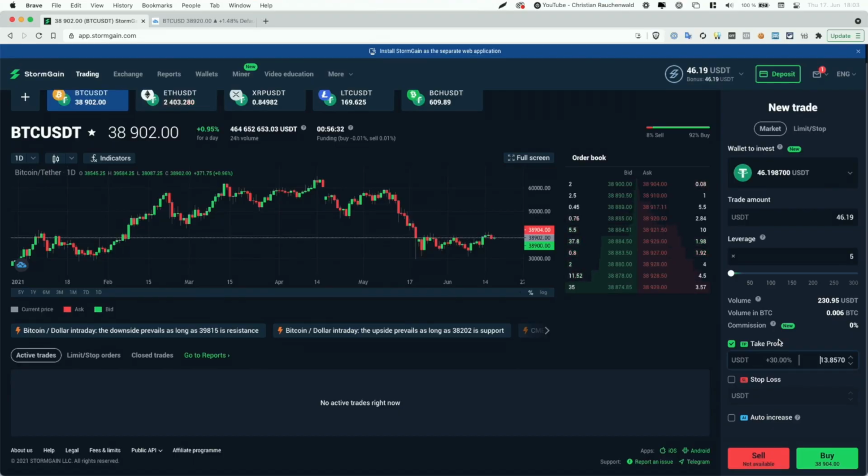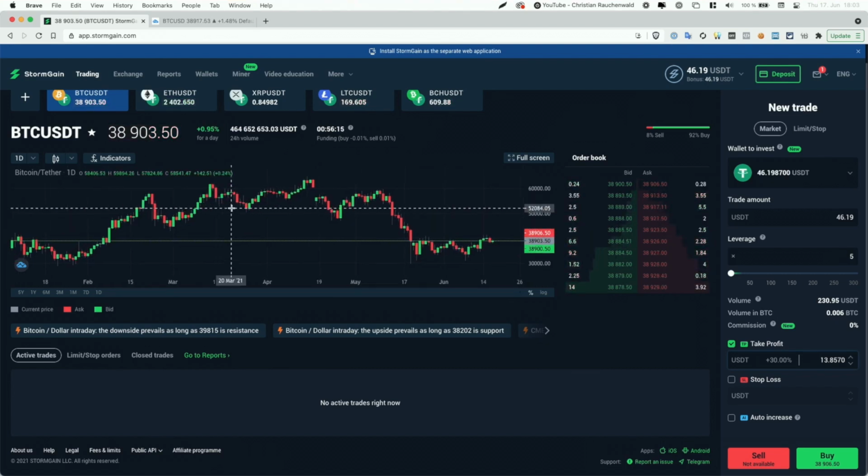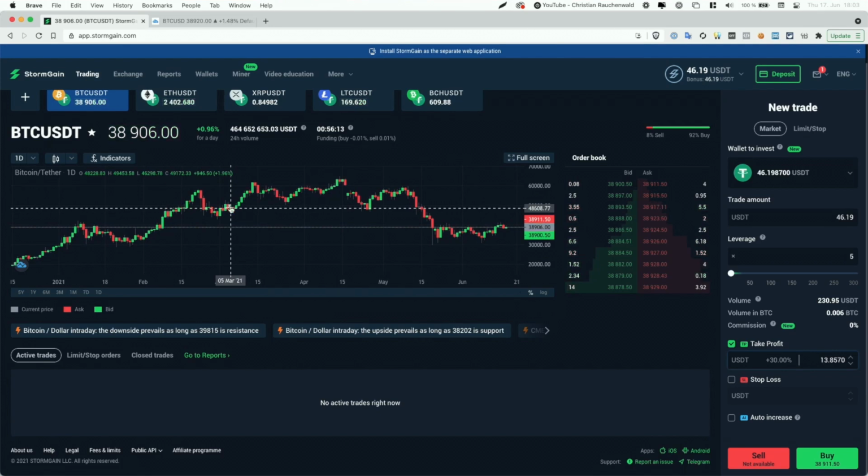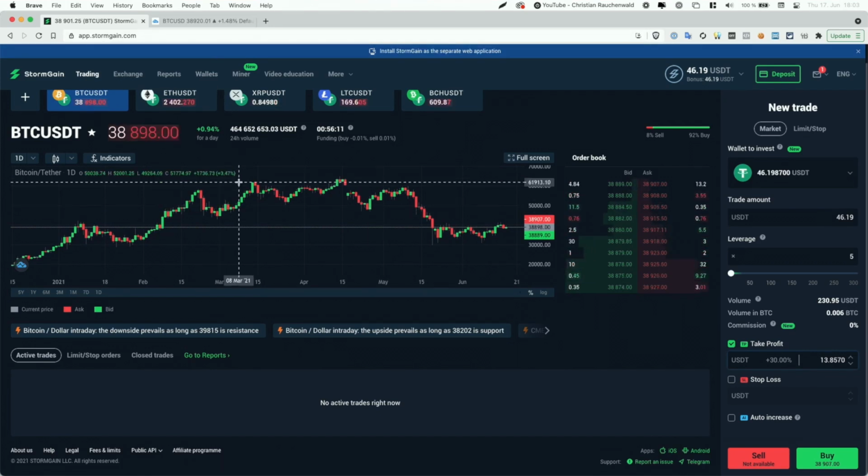Now within StormGain, we are not able to sell. As we can see on the screen, the sell button is not available, it's grayed out. So we can only buy, and we would have to find the right moment to do so. Now on the screen here, on the small chart within StormGain, that might not be an easy feat to accomplish. That's why I personally use additional tools.